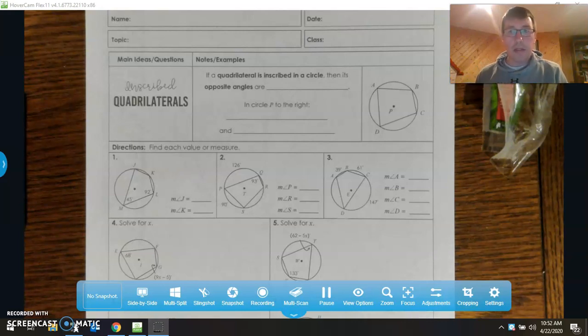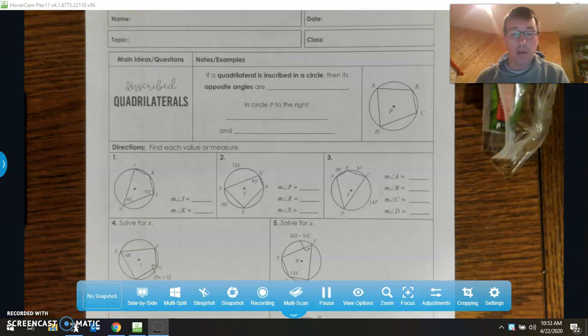Good morning, everybody. Today we are going to talk about inscribed quadrilaterals. If you recall yesterday, we talked about inscribed angles and how inscribed angles are half the intercepted arc, and the intercepted arc is twice the measure of the inscribed angle. That kind of goes with what we're going to be talking about today.